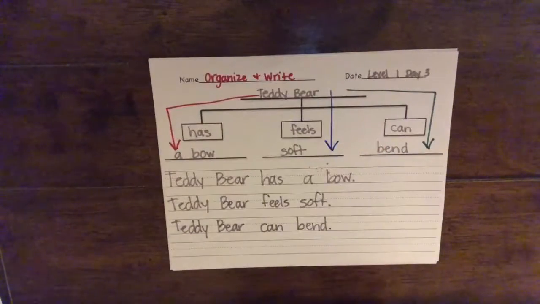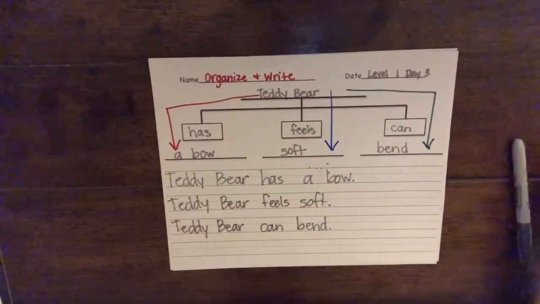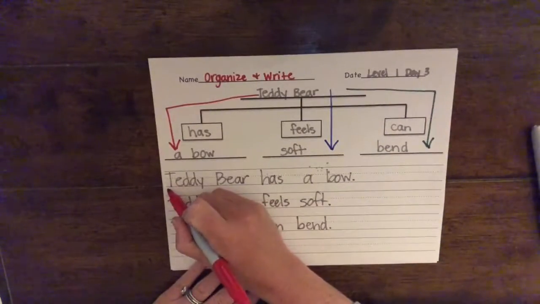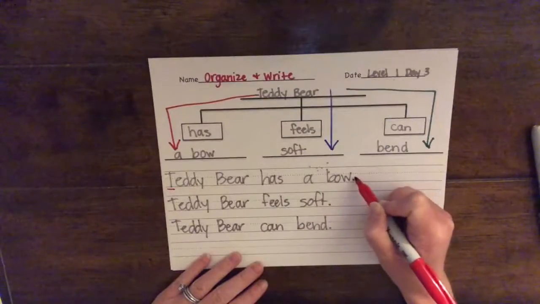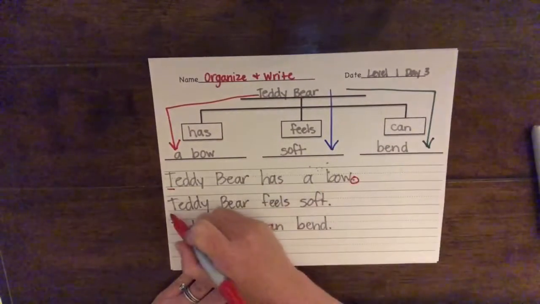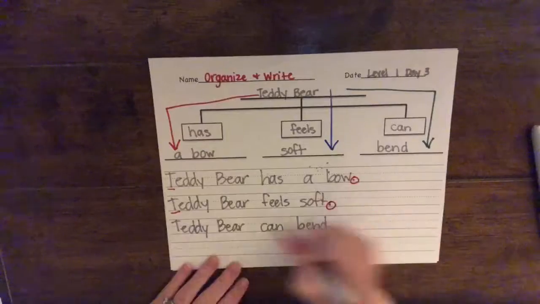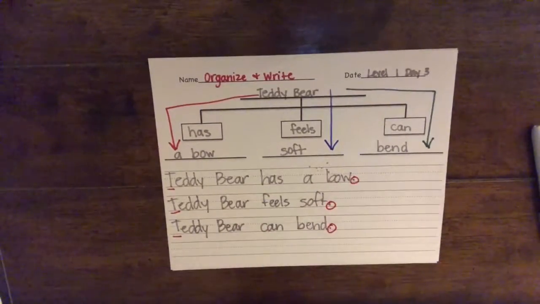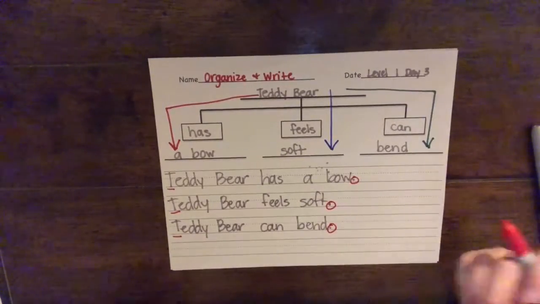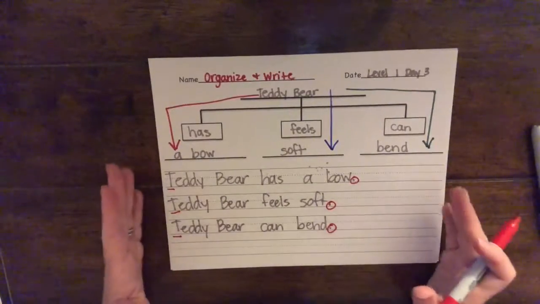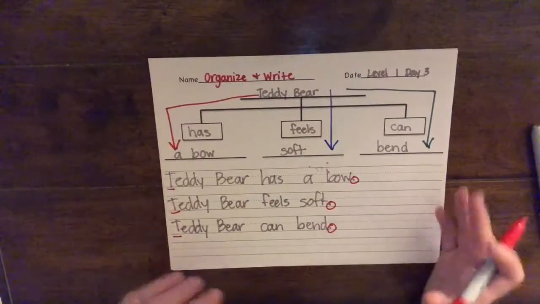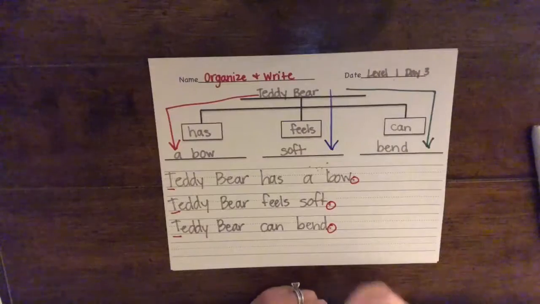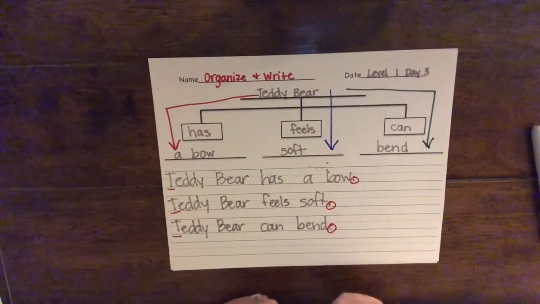And I always have my learners read it to themselves and check. And I always have them underline the capital letter at the beginning. Teddy bear has a bow, and then circle the period to prove that they had it. Teddy bear feels soft. Teddy bear can bend. In first grade, you're supposed to own the sentence structure, and that's just having a complete sentence and having the correct capitalization and punctuation at the end. So that's an added step that we often always use. So that shows how to do a 3-day process for level 1.